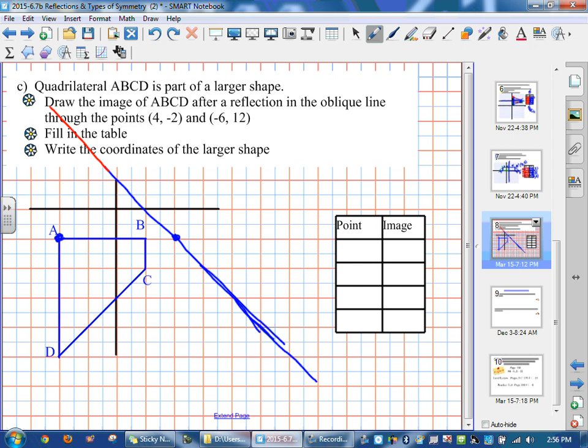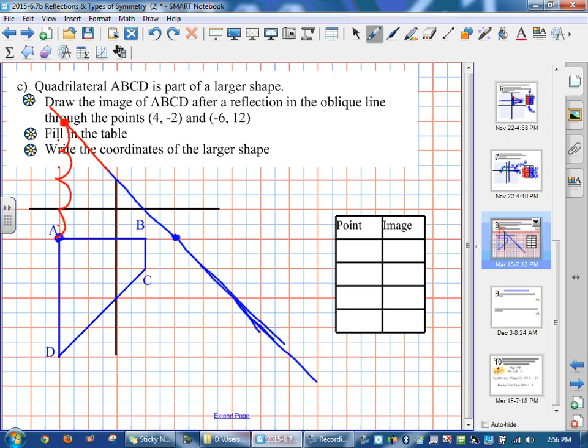It's 8 steps away from the line. So I'm counting by 2s. So 1, 2, 3, 4, 5, 6, 7, 8. Okay, and now it takes us 8 steps to get to the line. Now I take a right turn, and I'm going to go 8 steps this way.